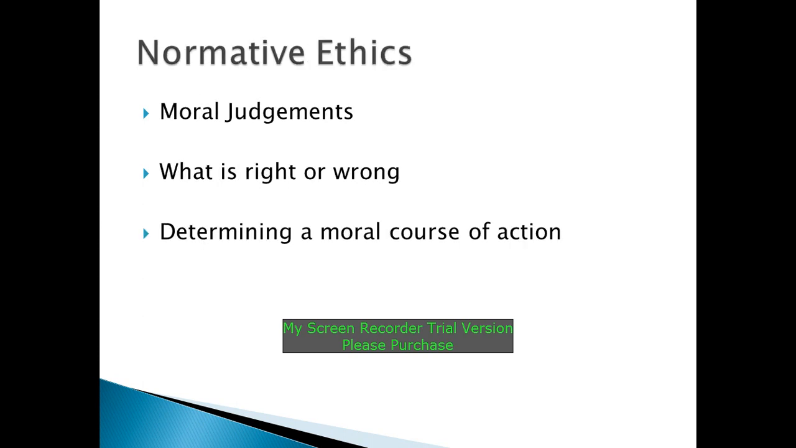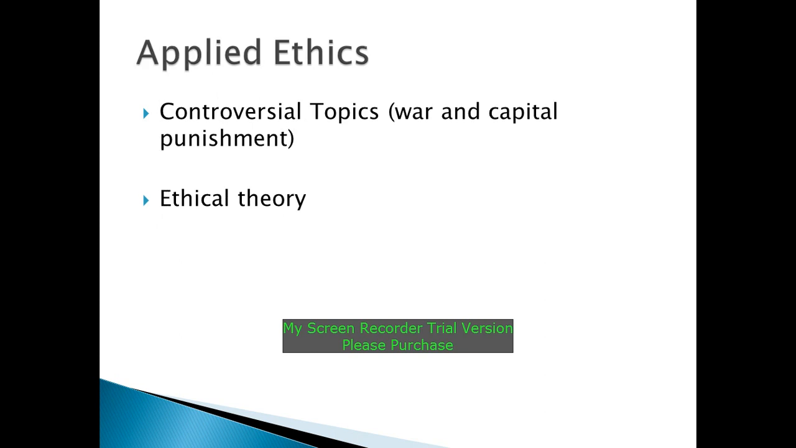Normative ethics is concerned with the content of moral judgments and the criteria for what is right or wrong. In other words, normative ethics is the practical means of determining a moral course of action.